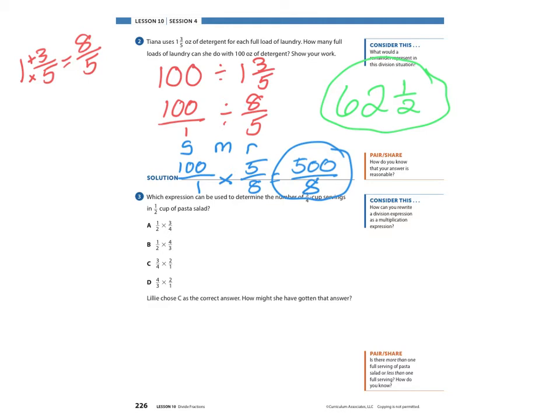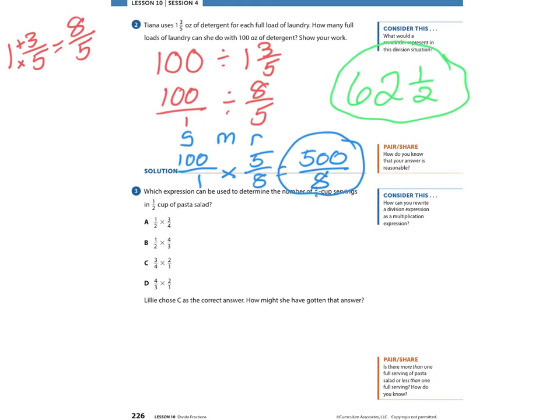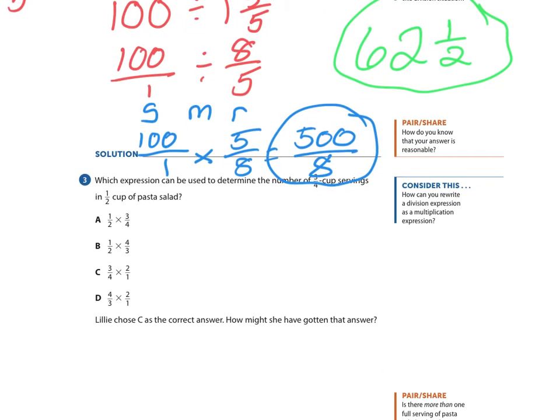Okay. Number 3, which expression can be used to determine the number of 3/4 cup servings in 1/2? You always see what you're starting with. Okay, I'm sorry, that 8 comes over. You're starting with 3/4. Right? No, 3/4 is what you're asking for. You are starting with 1/2. Okay, 1/2 is what you have. You have a 1/2 cup of pasta salad.